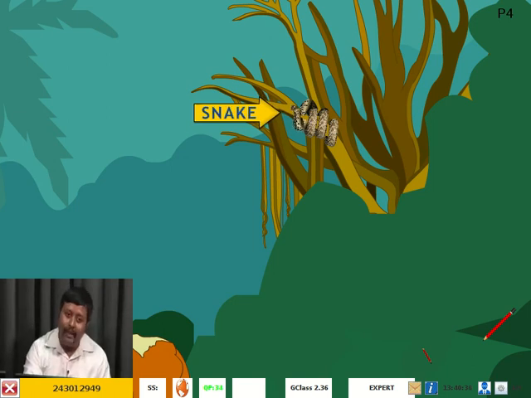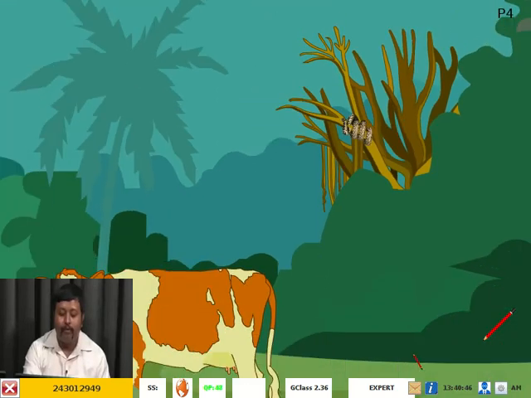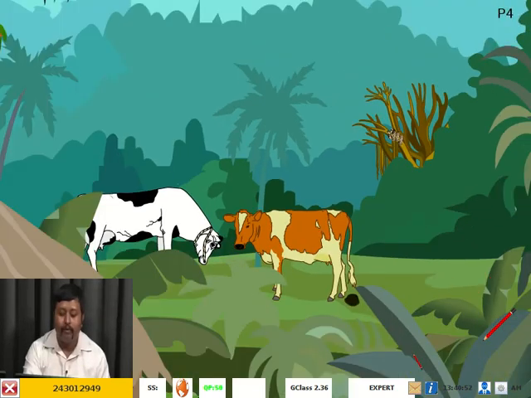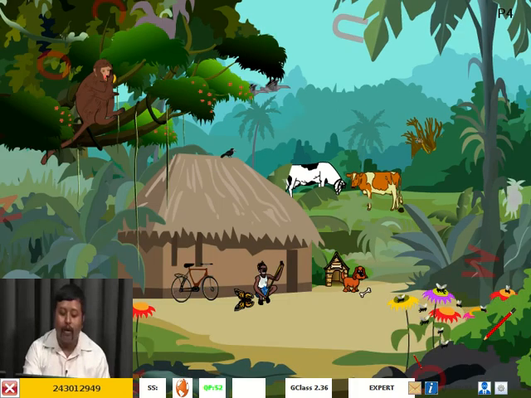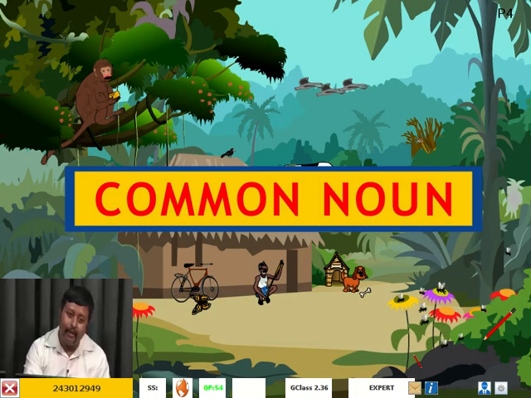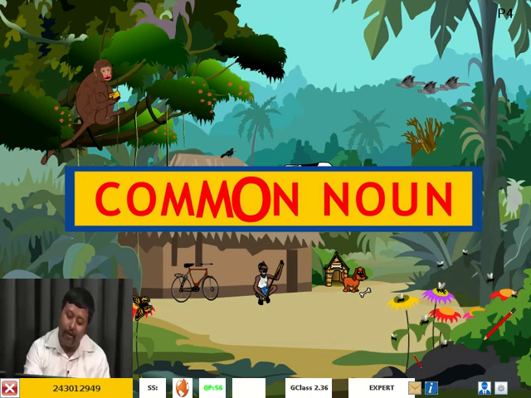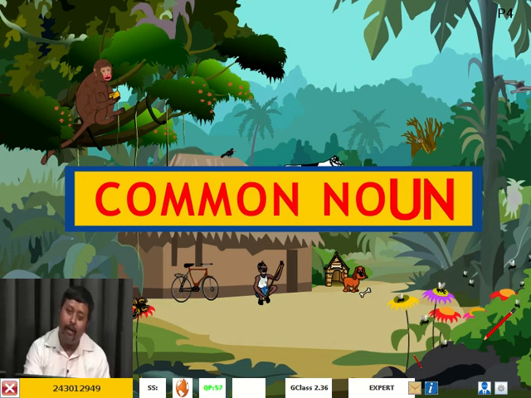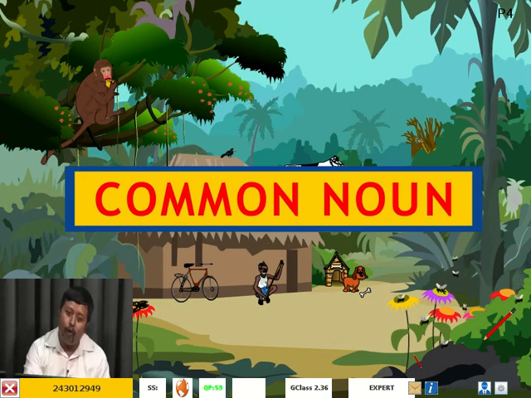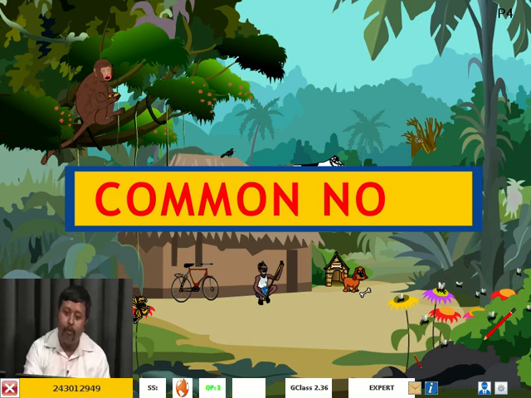Okay, so all these are what? They are names of objects, but these objects are found everywhere, right? Sarifale poa jai. So these kind of nouns are called common nouns. The things that are found everywhere are basically common nouns. So, common nouns.